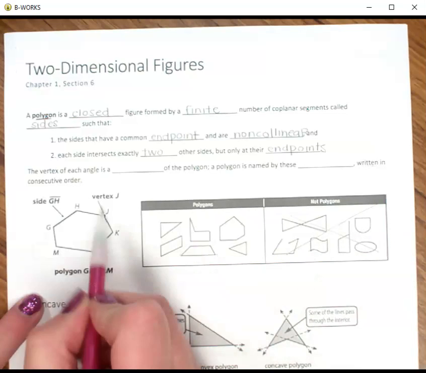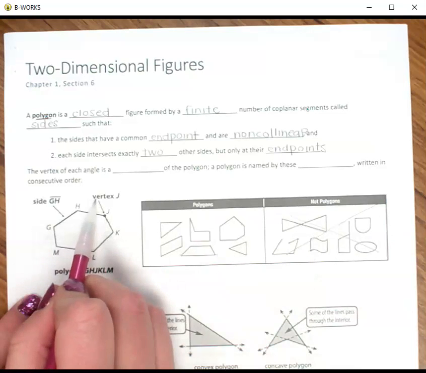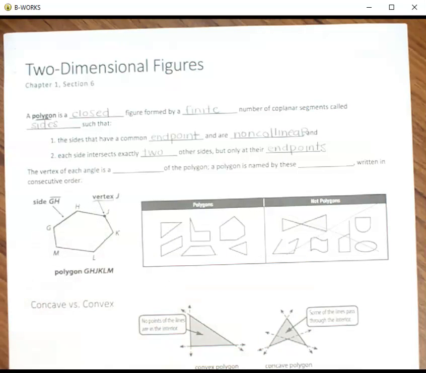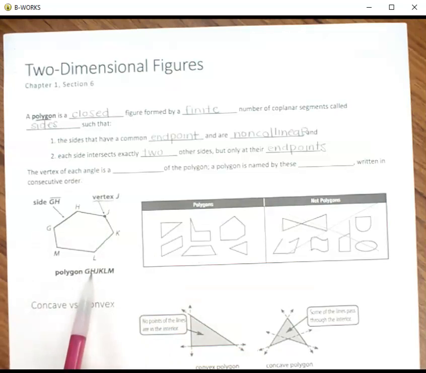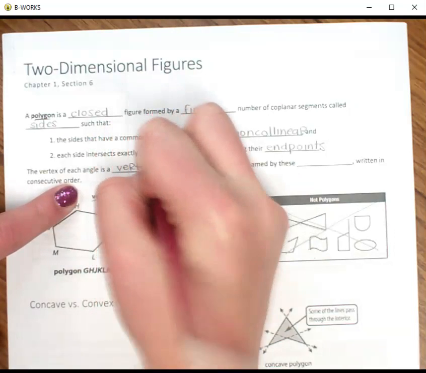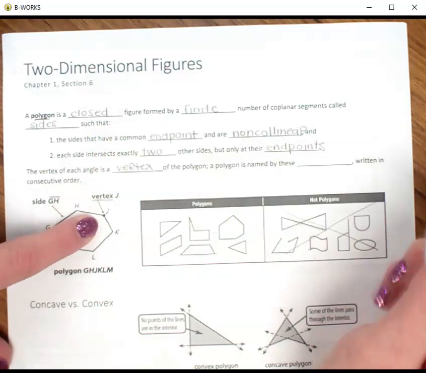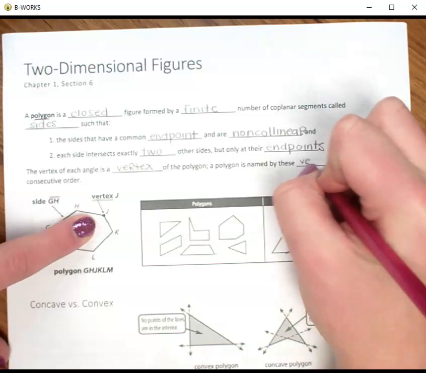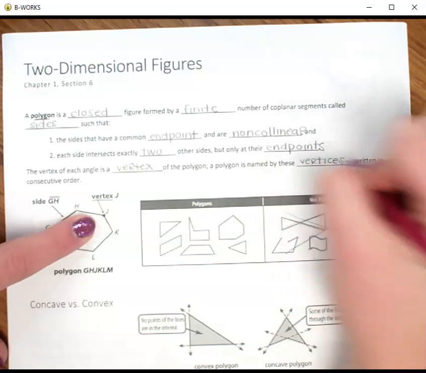Those endpoints where they intersect, that's called a vertex or vertices. And when we name polygons, we just list the vertices in order, like adjacent vertices. So that's polygons in a nutshell. The vertex of each angle is a vertex of the polygon, and again, they are named by those vertices.